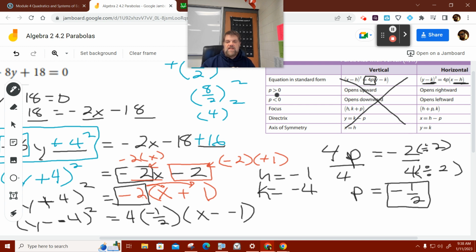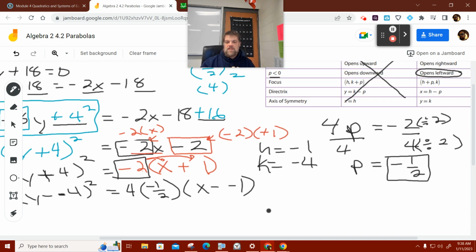P is negative, so when P is negative, it opens to the left, right? I'm sorry, I shouldn't say it that way. P less than 0 means that P is negative, right? How do I find the focus? Well, first of all, the vertex is just H comma K, correct? So it's H comma K.